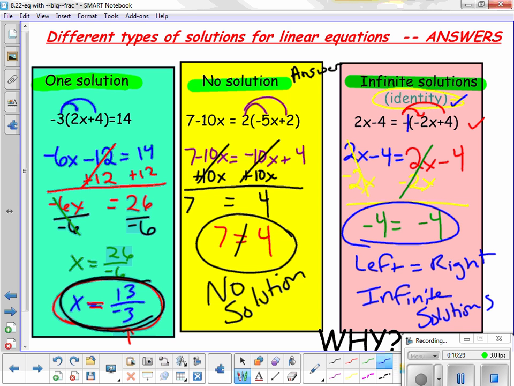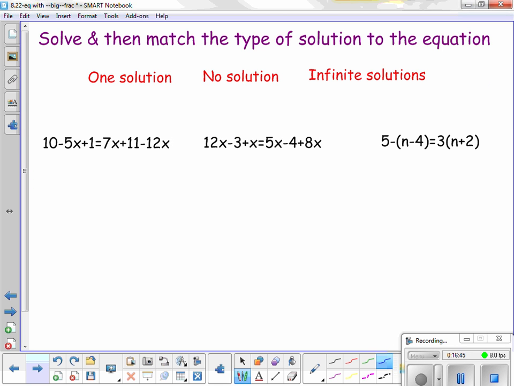And we'll talk in more detail about what it means to have infinite solutions. But basically it means that the left-hand side of your equation is exactly the same as the right hand. And any number that you plug in for x will work on both the left-hand side and the right-hand side to make them equal. All right, and so then there's three equations, and I want you to match which one is the one solution, which one's the no solution, and which one's the infinite.